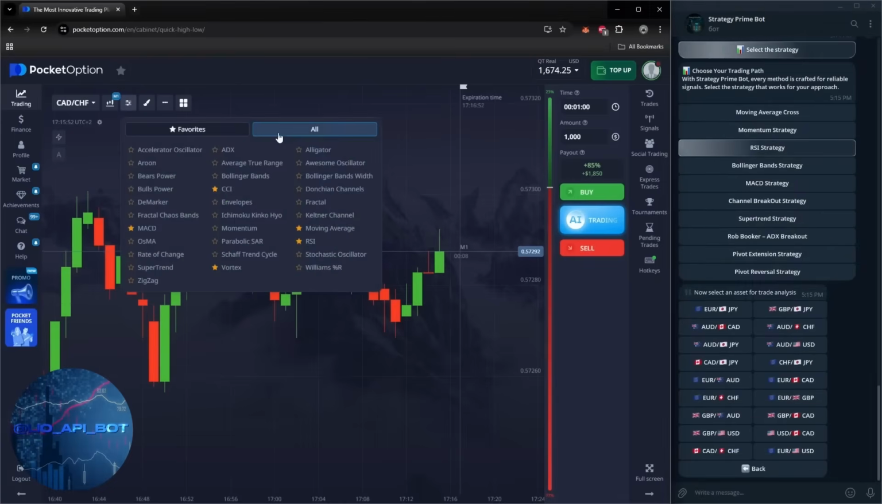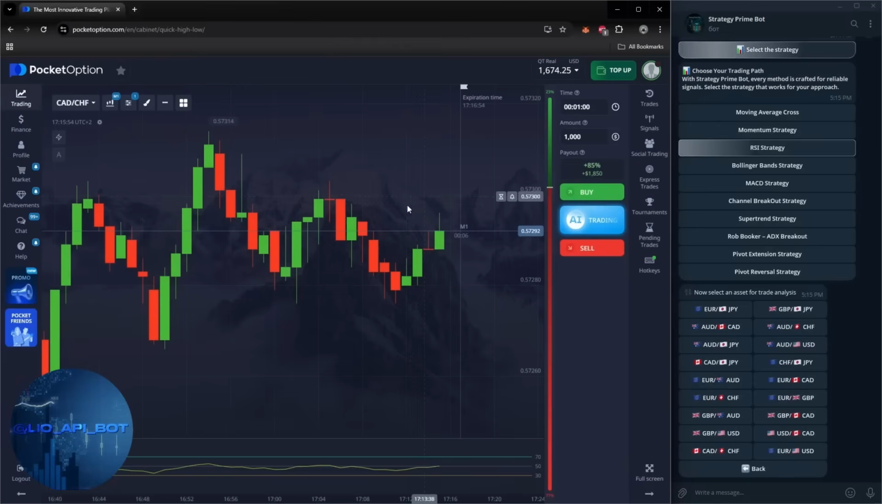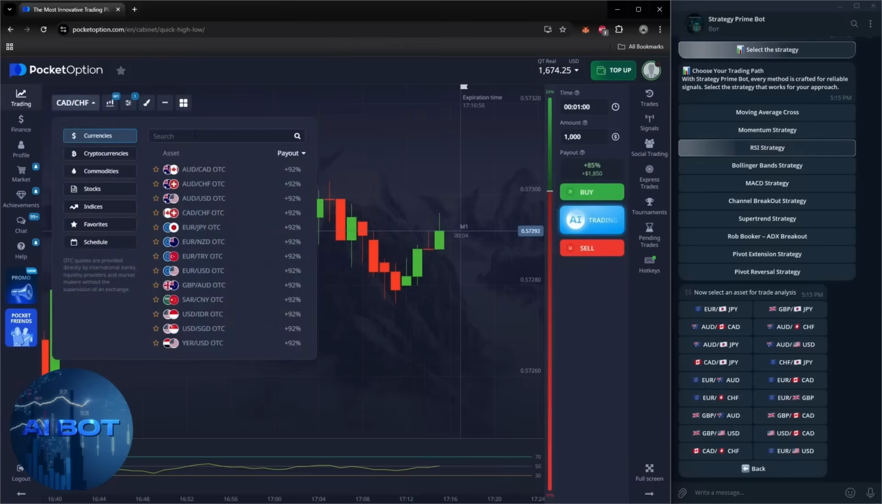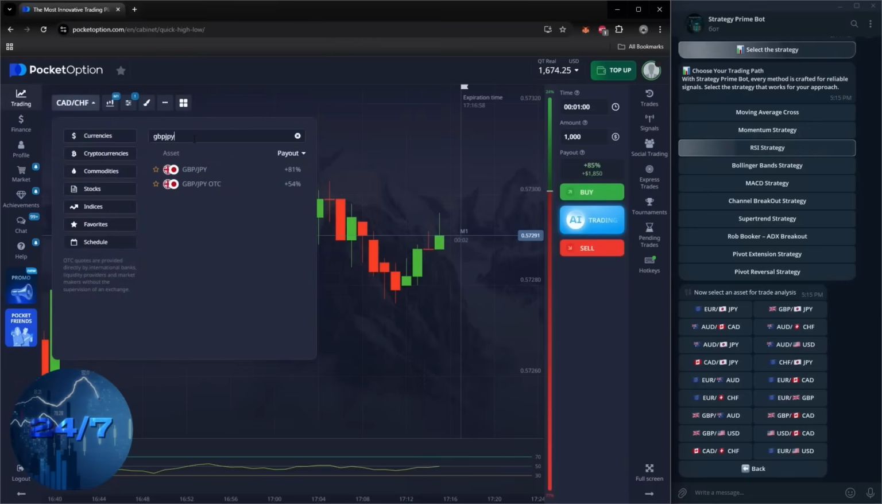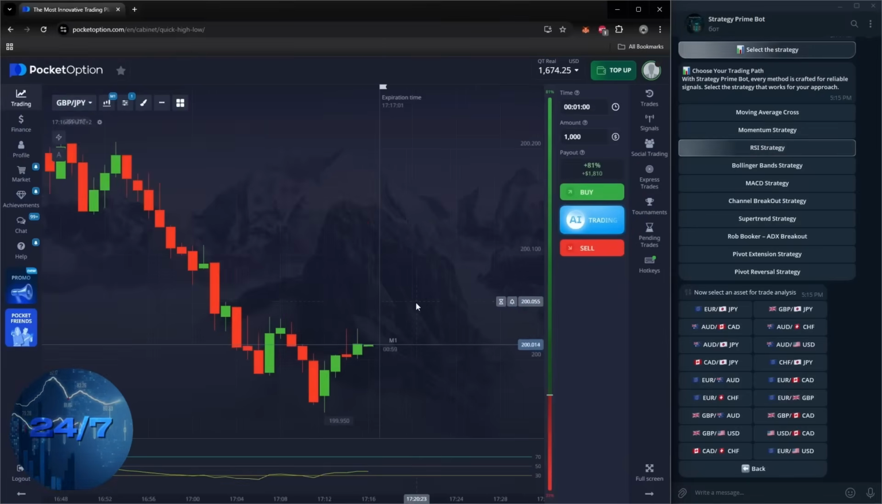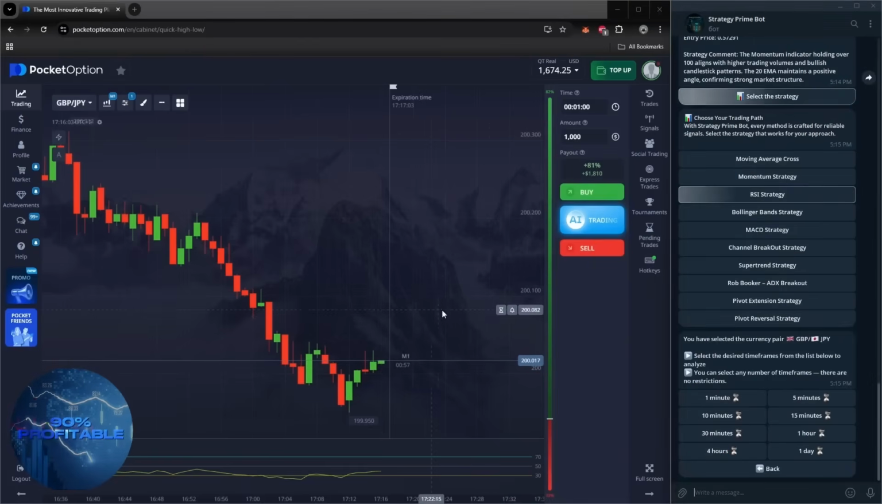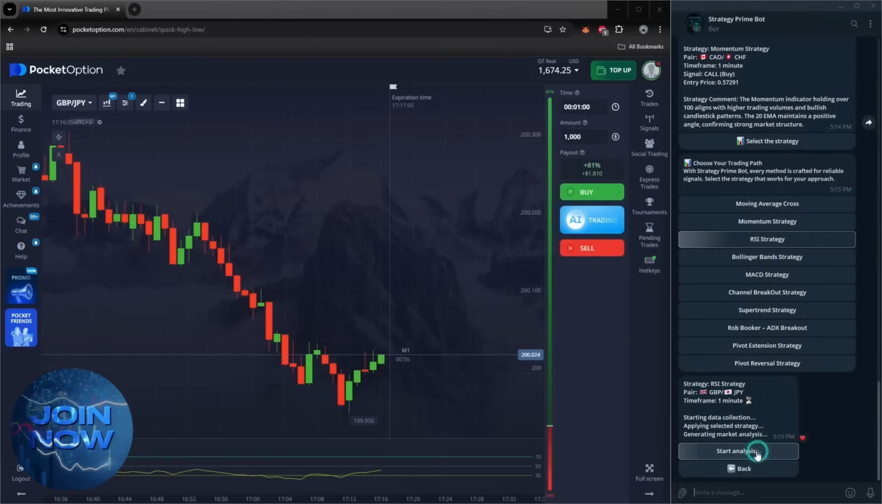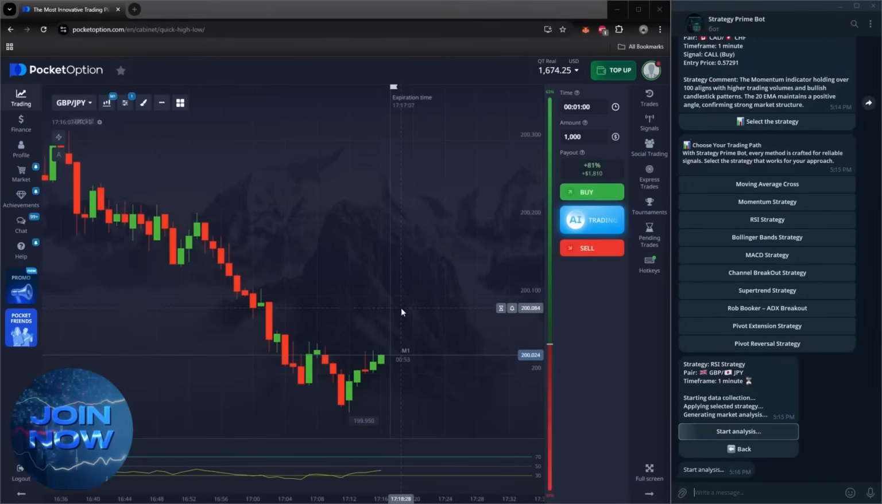RSI strategy, we're just gonna hit some of these. Select RSI, let's put it immediately on, and we are on Canadian Swiss franc. Let's see if we can find another one, and this is our next asset, Great Britain pound Japanese yen. Select it, press 1 minute, start analysis, and let's see it.